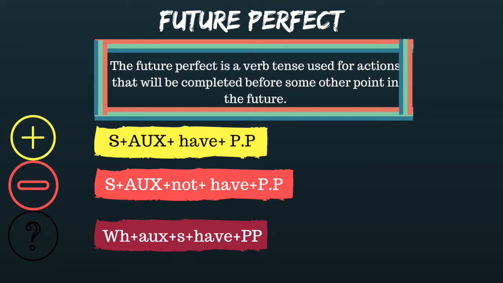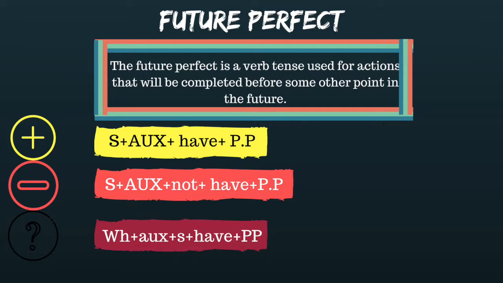I know, right? It sounds super confusing and, oh my god, I'm losing my mind. No, calm down. Everything's okay. I'm gonna help you. So first, let's look at the form, right? First you have your subject, then you have your auxiliary verb, then you have "have," and then you use the past participle of the main verb, right?